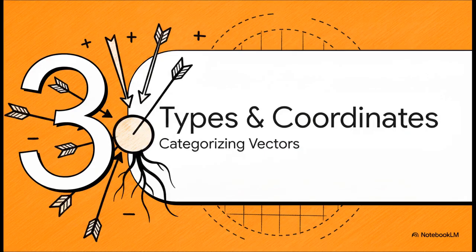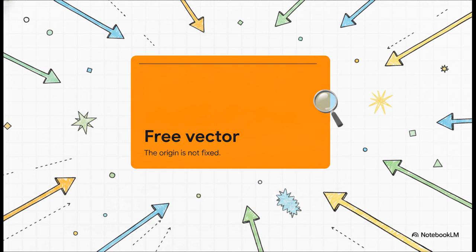Which brings us nicely to Section 3, Types and Coordinates. So, let's look at the different species of vectors based on how they're anchored to their origin. First up, the free vector. And it's exactly what it sounds like. Its origin point is not fixed to any specific location whatsoever. A free vector can move anywhere it wants in space, completely untethered, just as long as its overall direction and its modulus, its length, stay exactly the same.